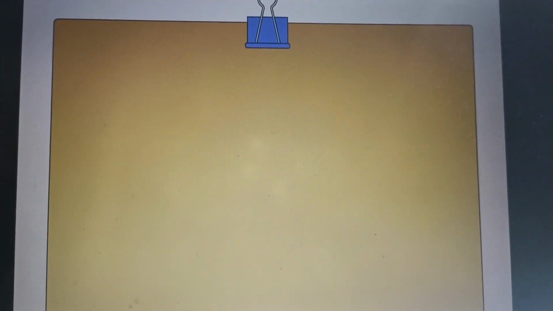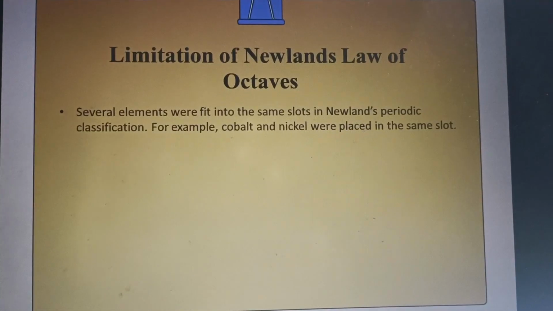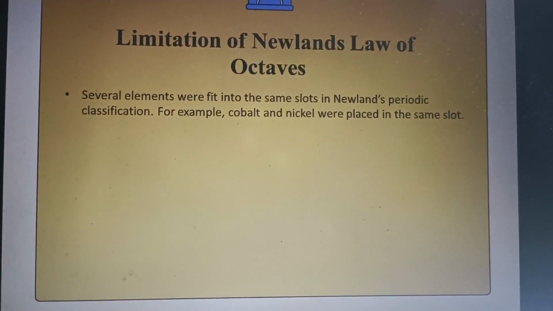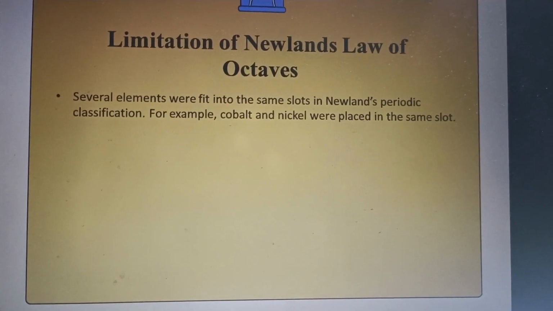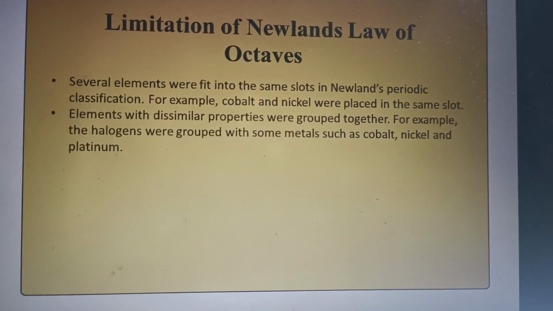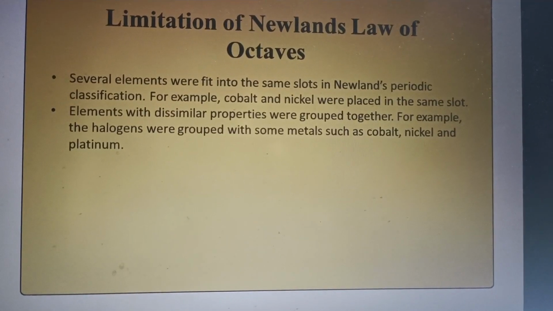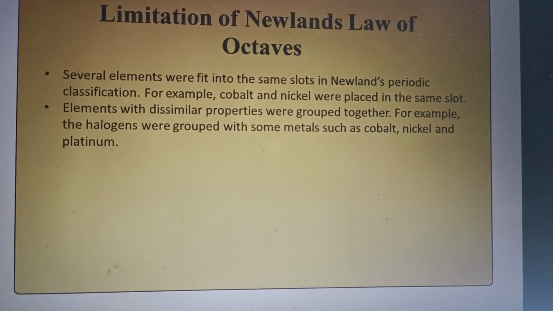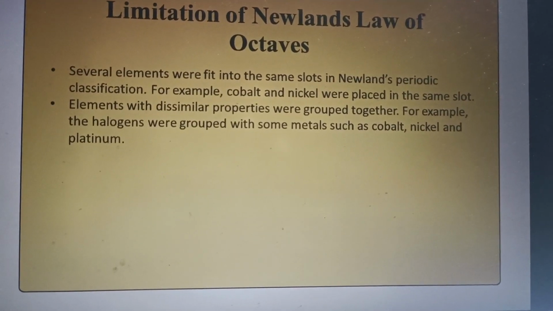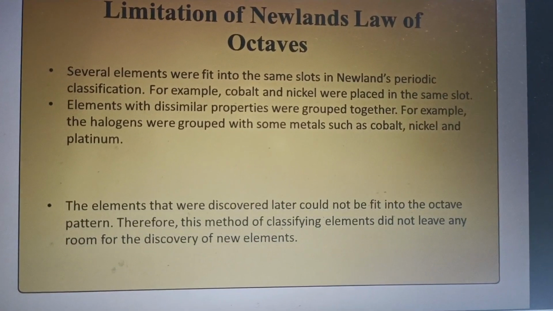So let's see the limitations of Newland's law of octaves. First, several elements were fit in the same slot in Newland's periodic classification. For example, cobalt and nickel were placed in the same place. Then elements with dissimilar properties were grouped together. For example, halogens were grouped with some metals. Two elements with different properties were placed in the same place.